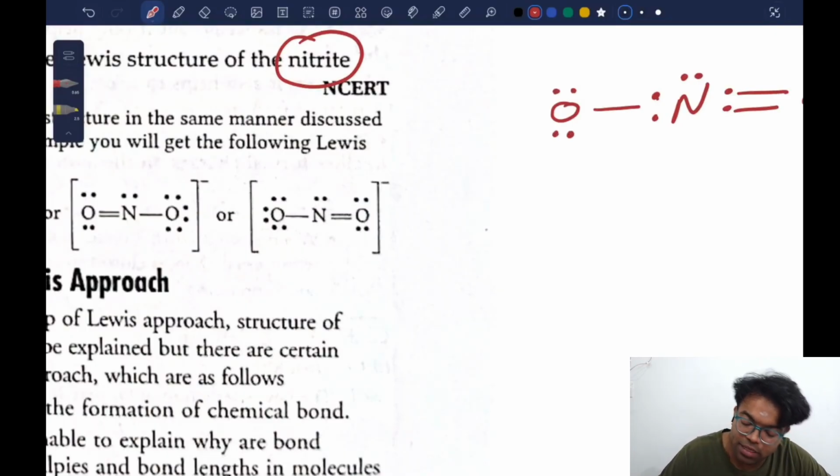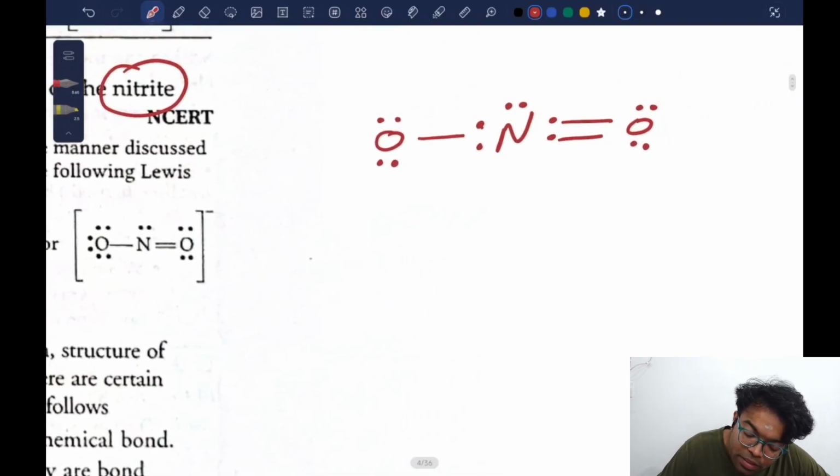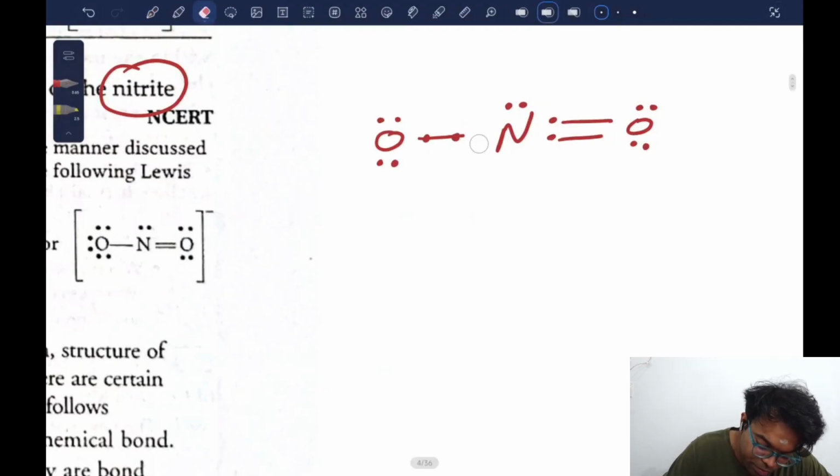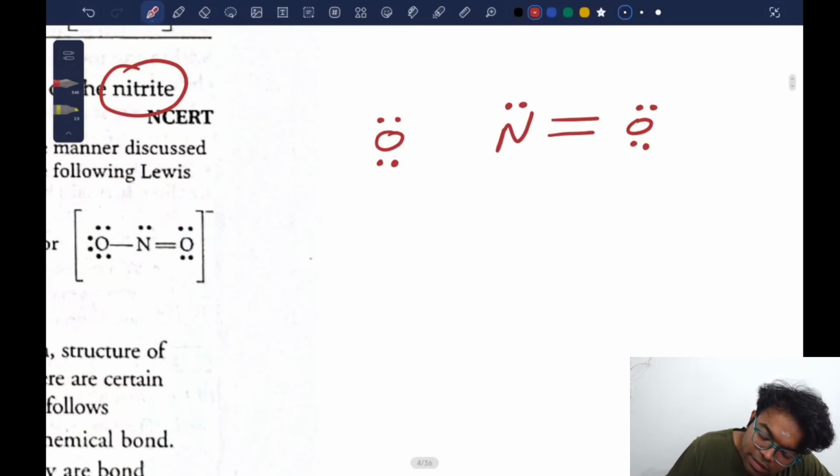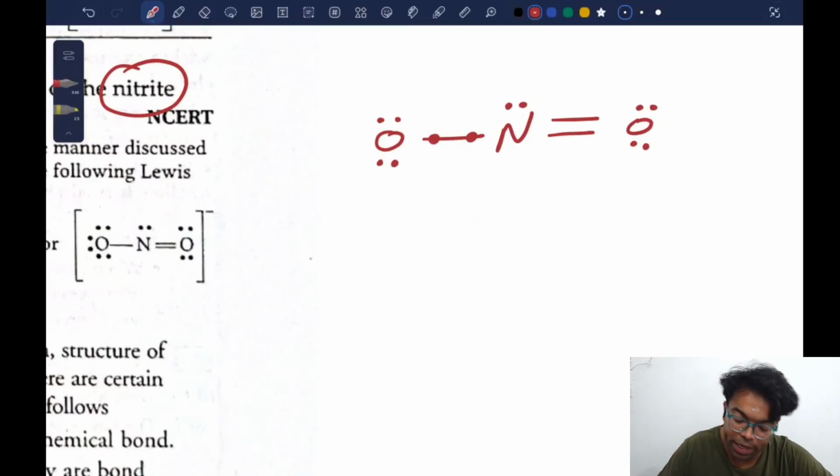Now you may be asking me, but this oxygen's octet is not complete. See, the thing is, this oxygen gave one of its electron to this nitrogen, and in this form, what is happening? This bond being formed here is because of this nitrogen. This is the double bond, and this is the single bond. So these 2 bonds that are being formed here, they are purely due to oxygen. Okay, I'll explain this.